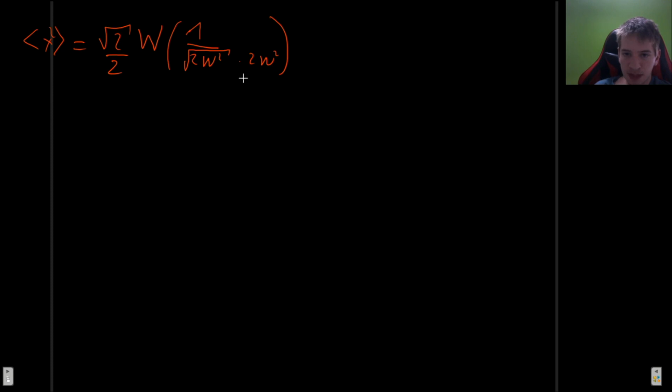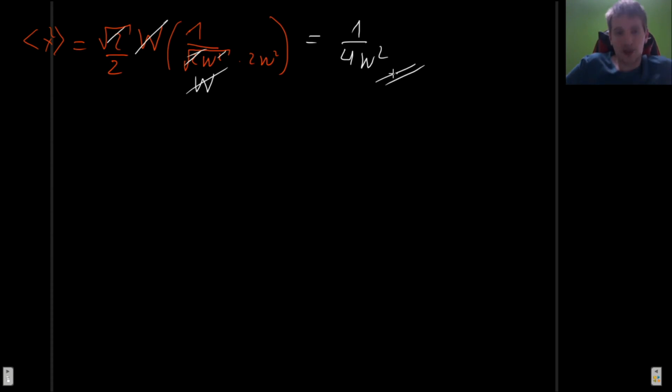Now you can see we got this square root of 2 right here, that will cancel out this square root of 2. The square root cancels out this power, so we get here just w, which will cancel out with the w up there. So now we get 1 divided by 4w squared as our result for the expectation value of x squared. Okay, so we are doing well so far. Now let's go ahead and look at the expectation value of p squared.